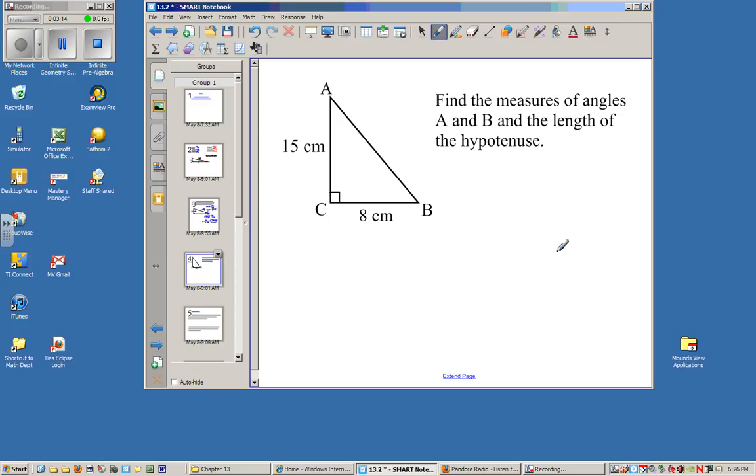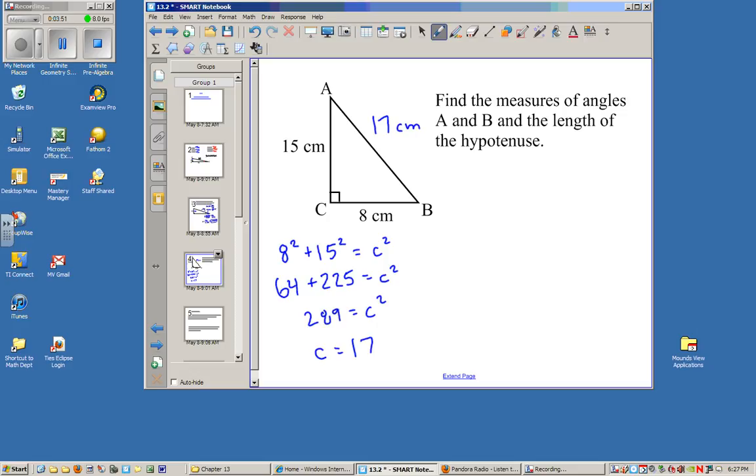Here we have to find the measure of the angles A and B and the length of our hypotenuse. So let's start out finding the length of our hypotenuse. We can do the Pythagorean theorem here. We have 8 squared plus 15 squared equals c squared. 8 squared is 64, and 15 squared is 225. If we add both those together, we get 289, which equals c squared. To solve that, we have to take the square root. So our c value is going to be 17 centimeters.